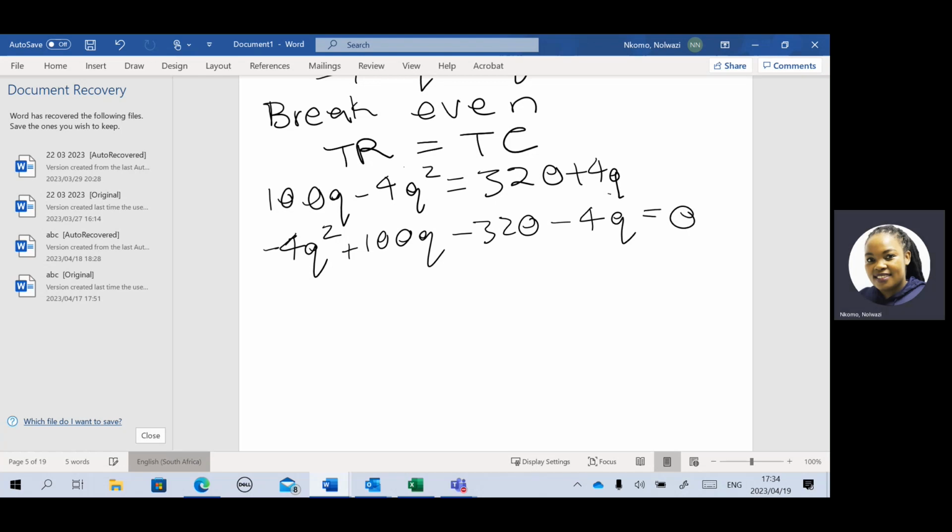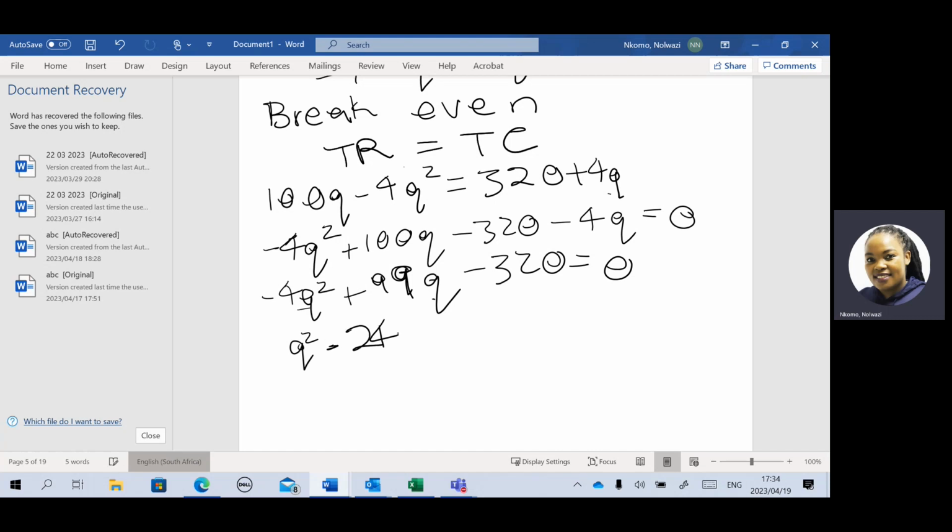The next step is to collect the like terms. If we do that, you should get minus 4Q squared, 100Q and minus 4Q, that will give us plus 96Q, and we have minus 320 equal to 0. You see, we have a common factor of minus 4, so I'm just going to divide all our terms by minus 4. If I divide this term by minus 4, I will have Q squared. If I divide this term by minus 4, I will have minus 24Q.